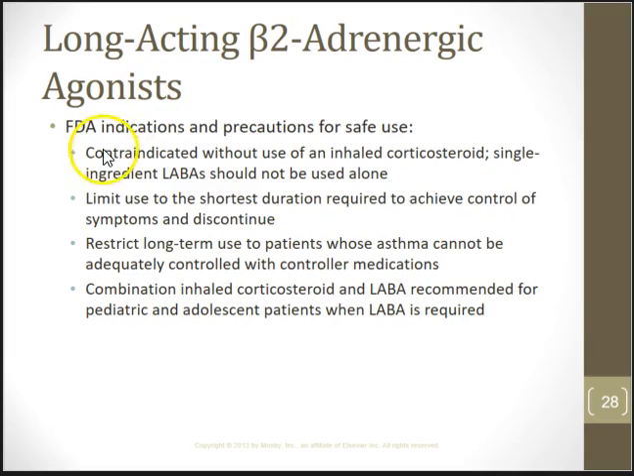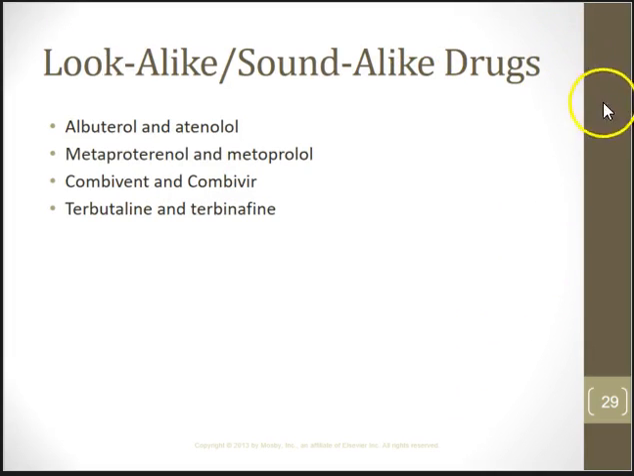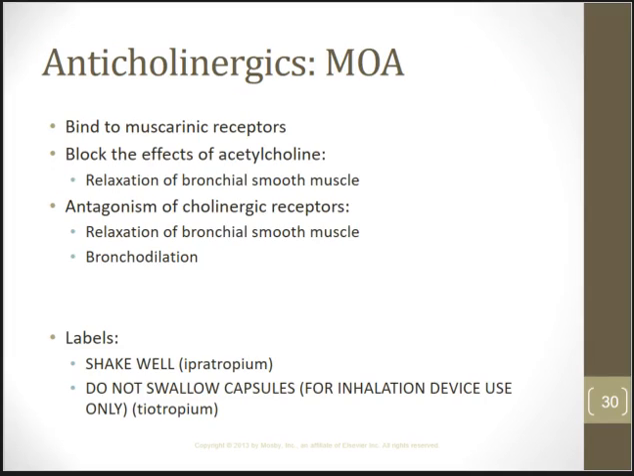A note on any of the inhaled dry powder inhalers: it's important, if the patient has to load the medication, it comes in the form of a capsule. It is not to be ingested. It needs to be put into the apparatus and punctured so that the powder inside can be inhaled. So sound-alike, look-alike: albuterol, atenolol, metoprolol, Combivent, Combivir, terbutaline, and terbinafine, which is an antifungal drug.